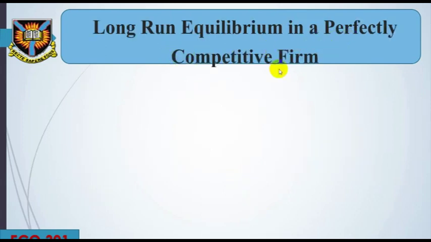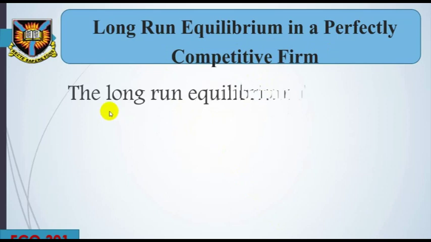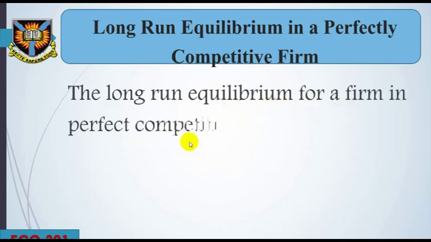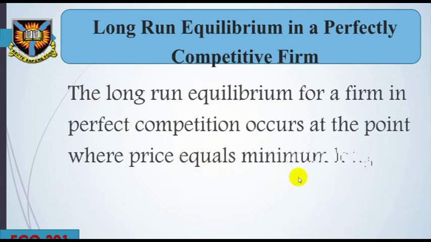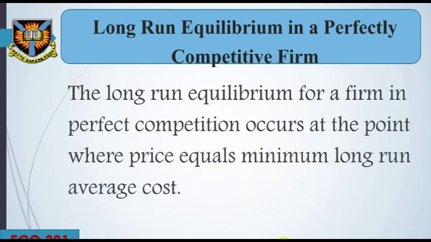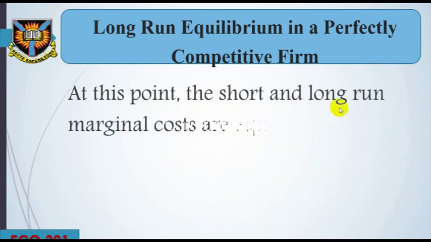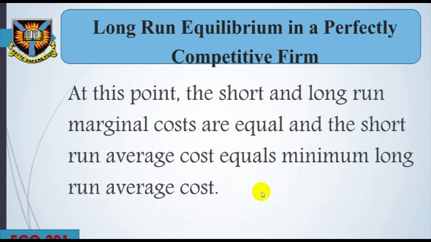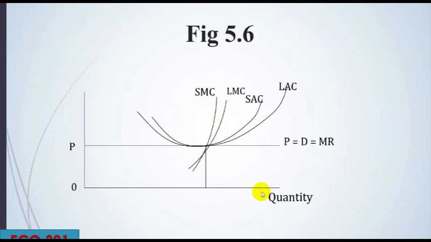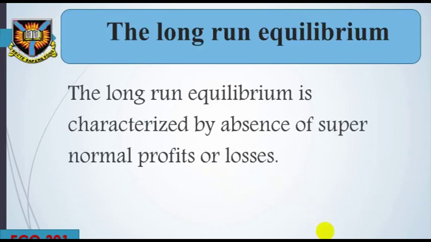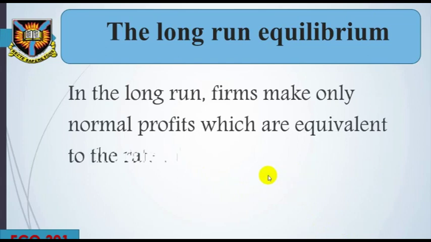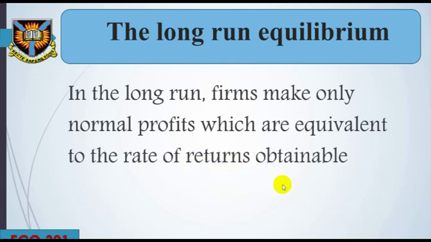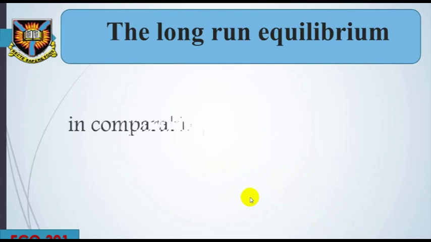Long-run equilibrium in a perfectly competitive firm. The long-run equilibrium for a firm in perfect competition occurs at the point where price equals minimum long-run average cost. At this point, the short and long-run marginal costs are equal and the short-run average cost equals minimum long-run average cost. The long-run equilibrium is characterized by absence of supernormal profit or losses. In the long run, firms make only normal profit, which is equivalent to the rate of returns obtainable in comparable perfectly competitive industries.